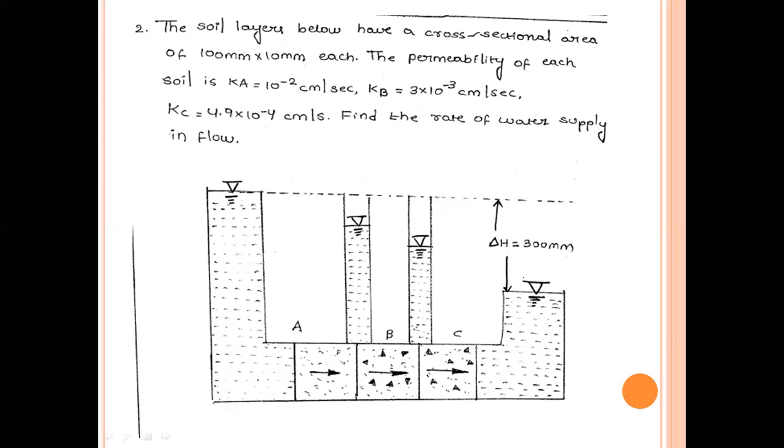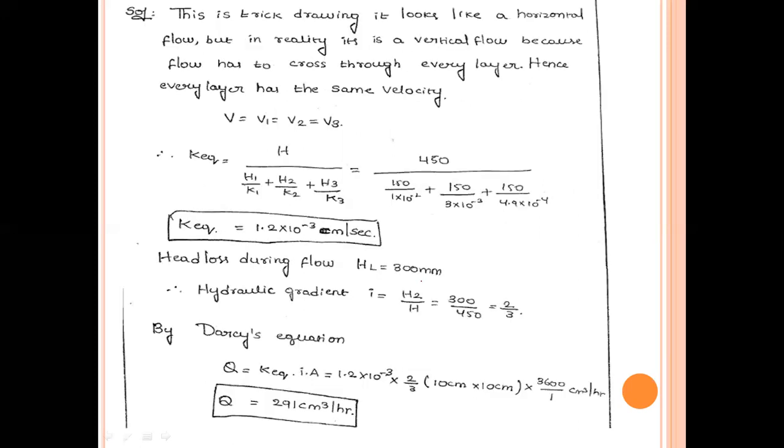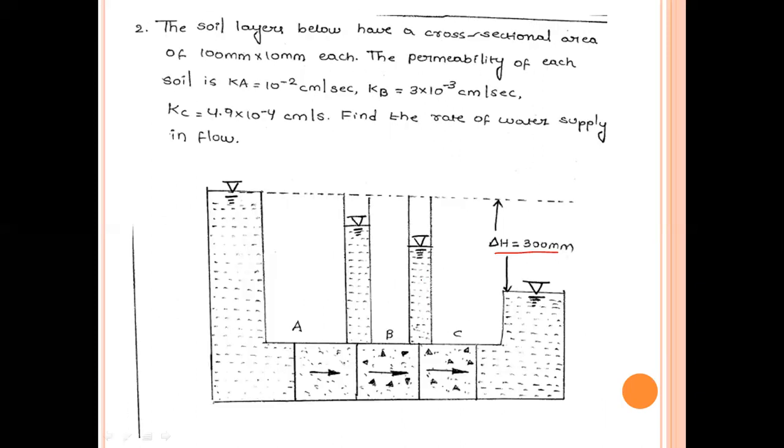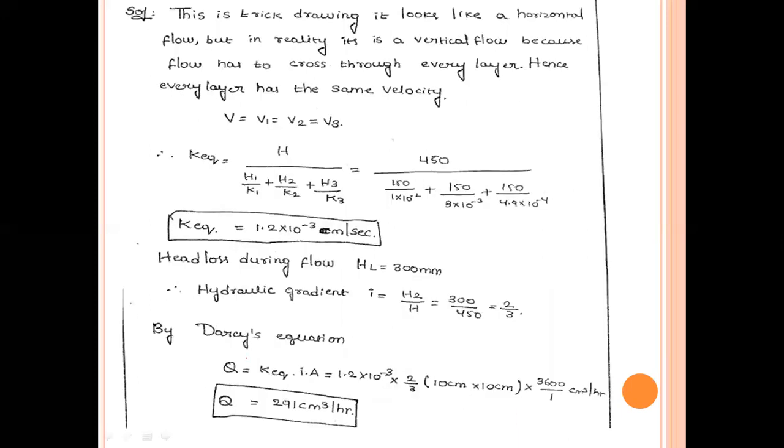So in this figure, we draw it and give delta H equal to 300 mm, and write the solution. This is the drawing. It looks like horizontal flow, but in reality it is vertical flow, because the flow has to cross through every layer. Hence every layer has the same velocity: V equal to V1 equal to V2 equal to V3.